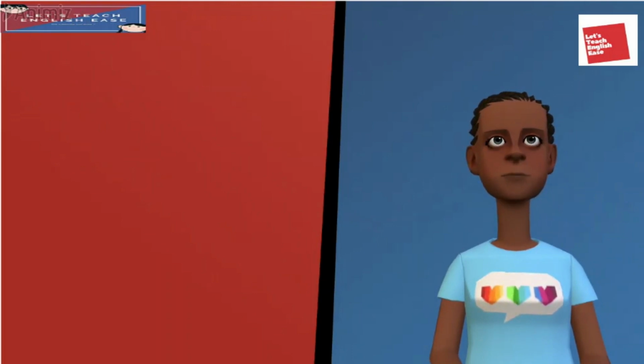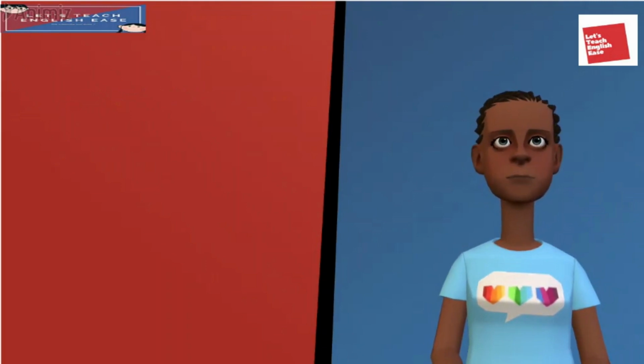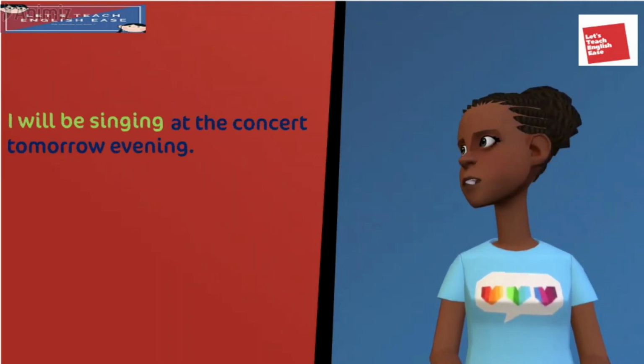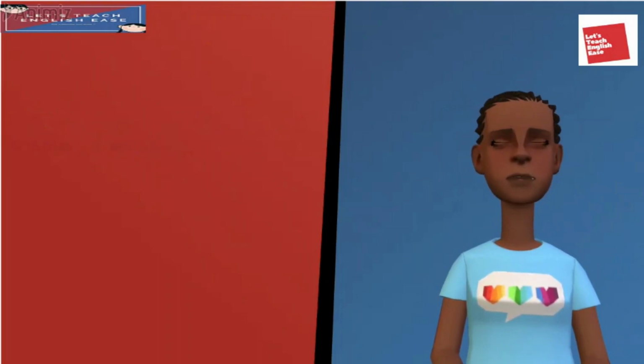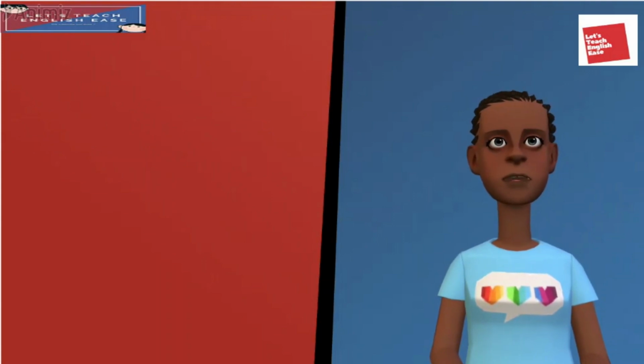to the action verb. Here is an example with the verb to sing. I will be singing at the concert tomorrow evening. I am talking about a continuous action that has not taken place in the present moment. Here are some more examples to understand how the future continuous looks.